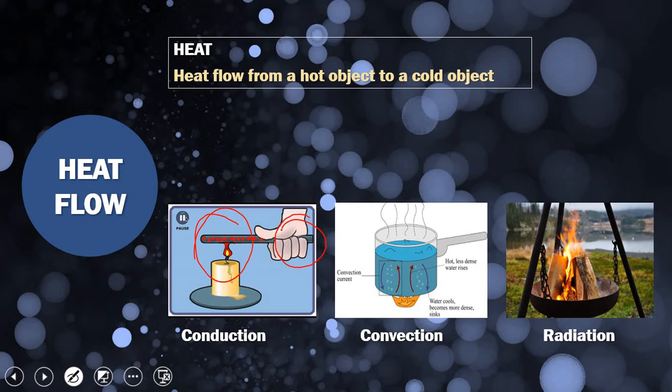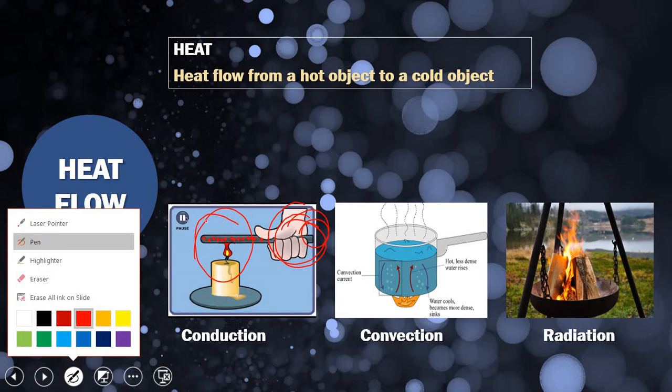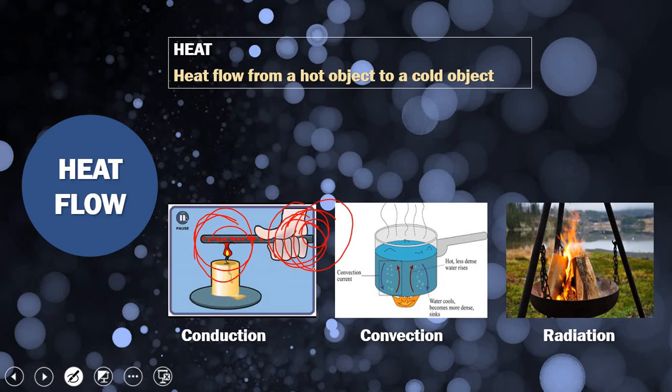When you heat a metal rod at one end, you will feel heat on the palm of your hand on the other end of the metal rod. From one end to the other end of the metal rod, the heat will be transferred. That's how conduction works. The heat is transferred from one particle to another particle, usually in a solid.